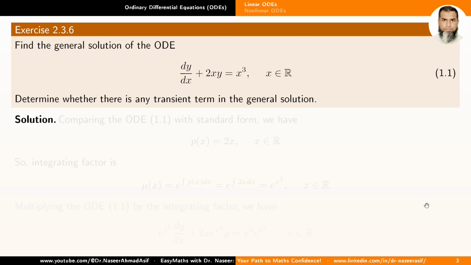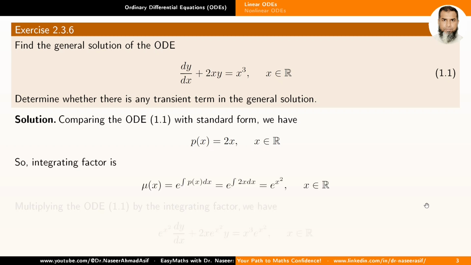We'll see the solution. Comparing the ODE 1.1 with the standard form, we have p(x) = 2x, where x belongs to R. So the integrating factor is μ(x) = exp(∫p(x)dx), which is equal to exp(∫2x dx). So we have μ(x) = exp(x²), where x belongs to R.